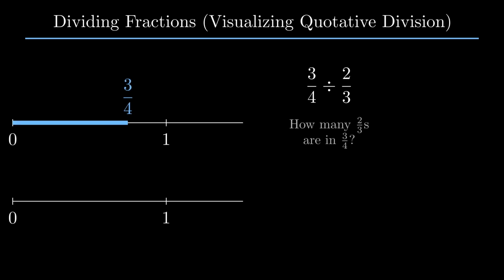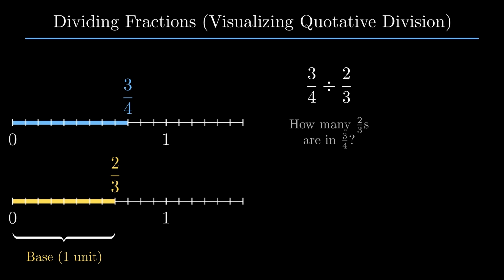On the top number line, we'll plot our dividend, 3/4. On the bottom line, we'll plot our divisor, 2/3. This 2/3 becomes our standard measuring stick, or our base unit. Right now, it's difficult to compare fourths and thirds. So, let's divide each unit on our number lines into 12ths to find a common denominator.